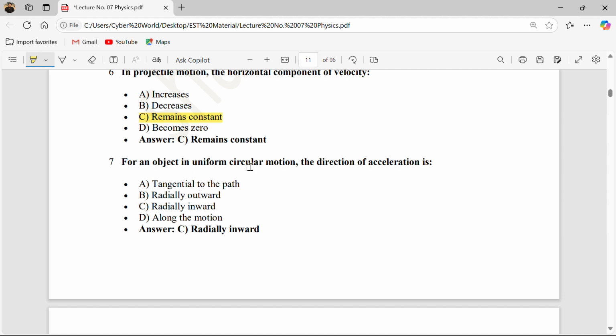For an object in uniform circular motion, what is the direction of acceleration? If a body is circulating with uniform motion, then the acceleration is always directed inward. So the answer is radially inward. You know this is due to the centripetal force, because if a body is moving in circular motion, the acceleration is always directed towards the center, and that's why it is called radially inward.